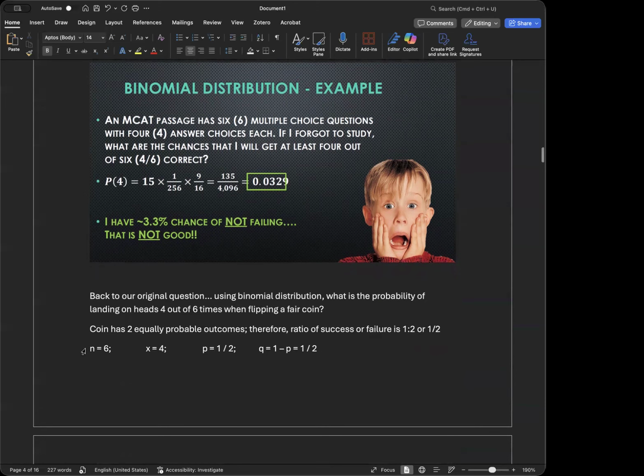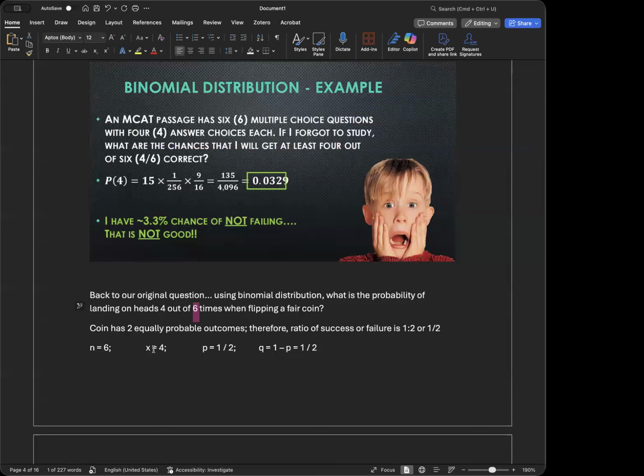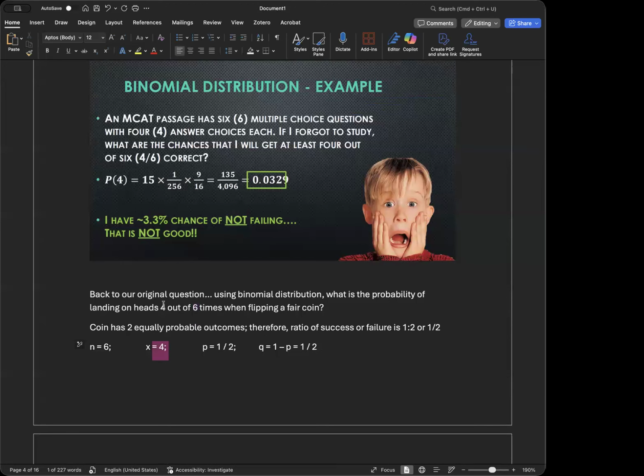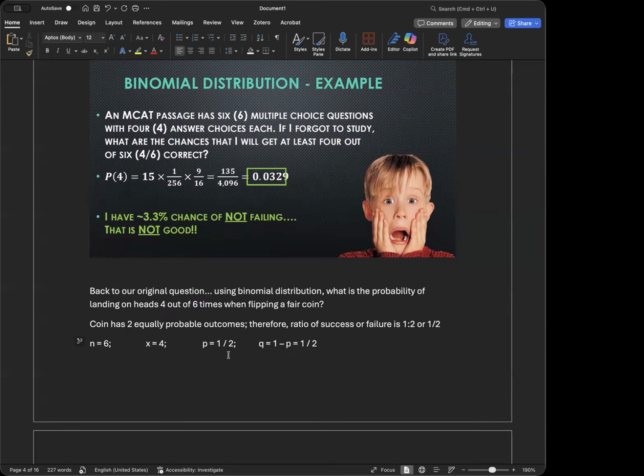So our n, which is our number of trials, is going to be 6, which we see here. Our X is our number of successes. What's the probability of landing on heads 4 of those times, right? So that's going to be our successes. And then both our P and our Q, as I said, are going to be 1/2 here, because we are flipping a coin which only has two sides.